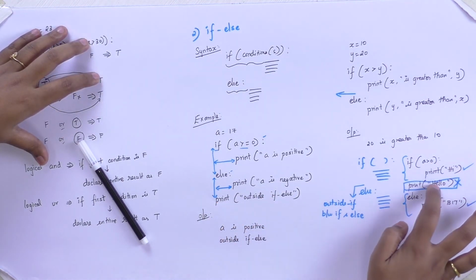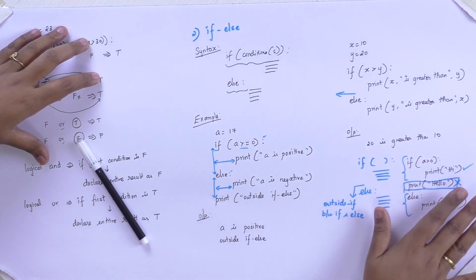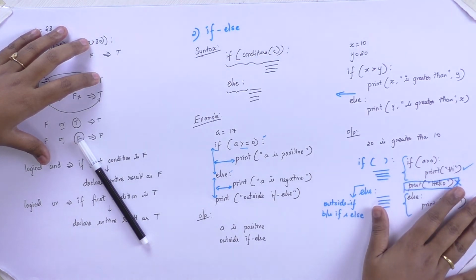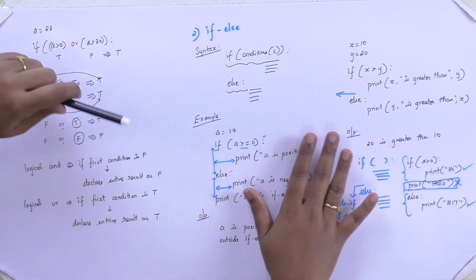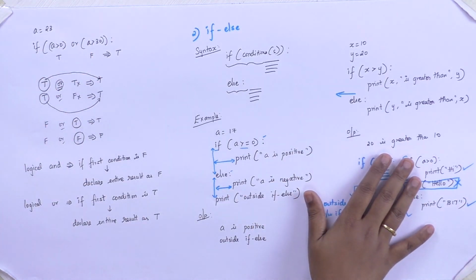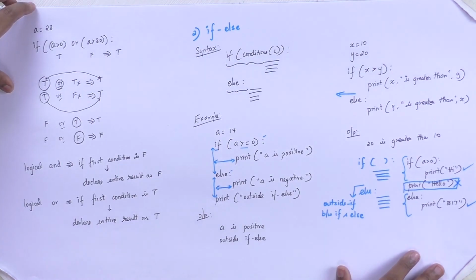Suppose you have some instructions between your if block and else block, you will get an error, because it is a rule that your else block should follow the if block immediately. There should not be any random instructions between your if block and else block. So this is the major case regarding using your if and else. Let us see the next one.